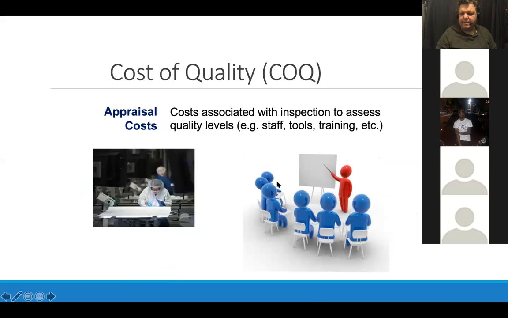Okay. Then we talked about appraisal costs. This is actually looking at inspection and quality levels. You can see the person on the left in the picture actually observing and making sure everything looks right from a first pass as it's being produced. Usually it's done through training and tools, optical equipment, staff. People are just looking to identify where there can be a potential defect in the process.